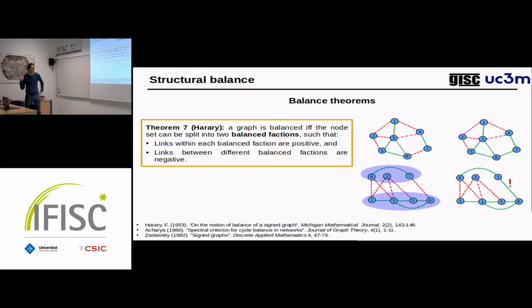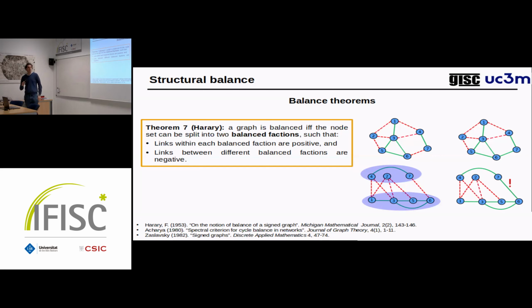Balance has a lot of important properties that can be exploited and that are known as balance theorems. And the most important one, which will actually play a big role in the last part of the talk, is Harary's theorem that tells us that when a graph is balanced, its node set can be split into two groups, which we call the balanced factions, such that all positive edges are within the groups and all negative edges are between the groups. So basically, when a graph is balanced, it has an objective way of being divided into two antagonistic groups.